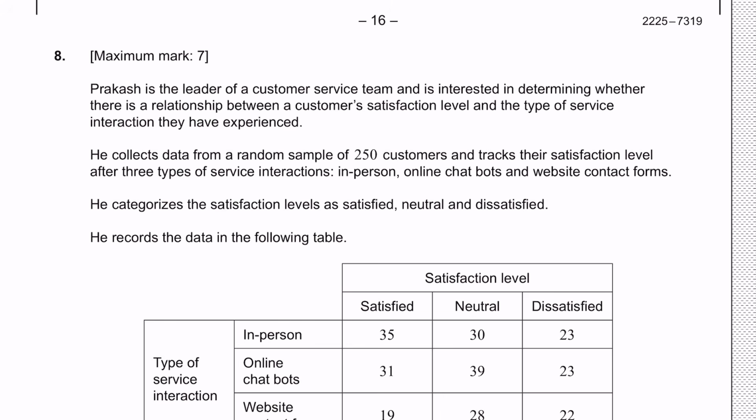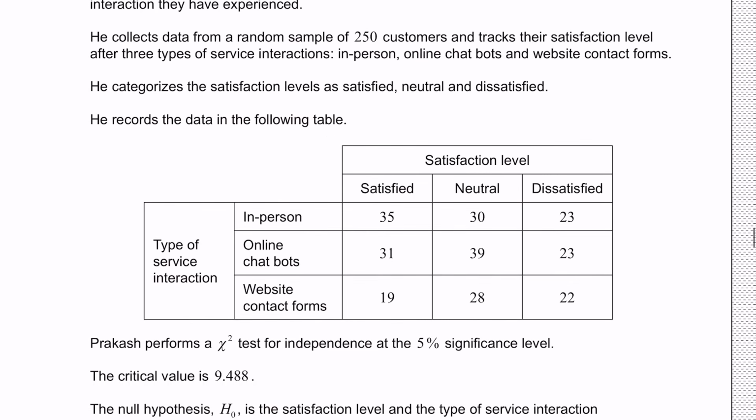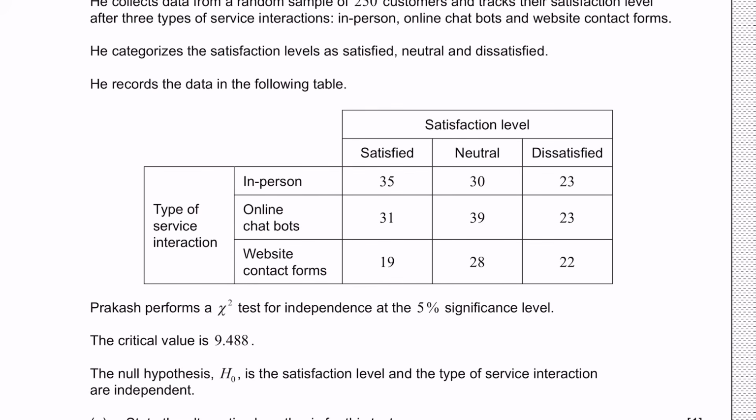Question 8. Prakash is the leader of a customer service team and is interested in determining whether there is a relationship between a customer's satisfaction level and the type of service interaction they have experienced. He collects data from a random sample of 250 customers and tracks their satisfaction level after 3 types of service interactions: in-person, online chatbots, and website contact forms. He categorizes the satisfaction levels as satisfied, neutral, and dissatisfied. He records the data in the following table.